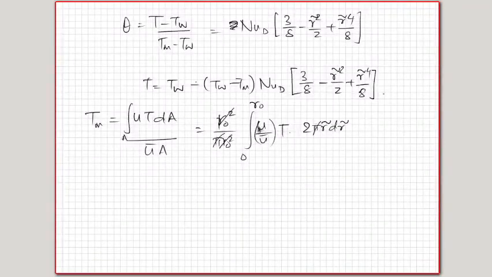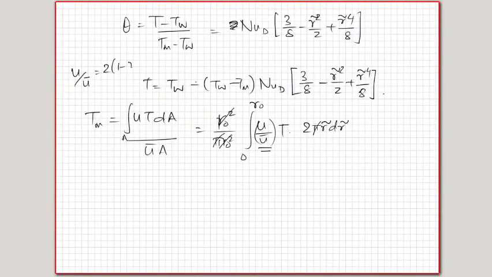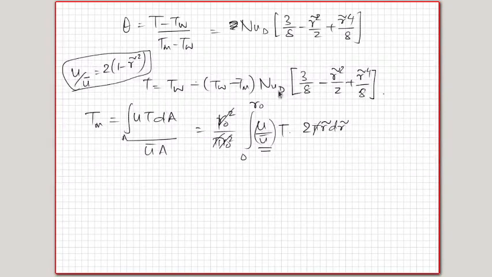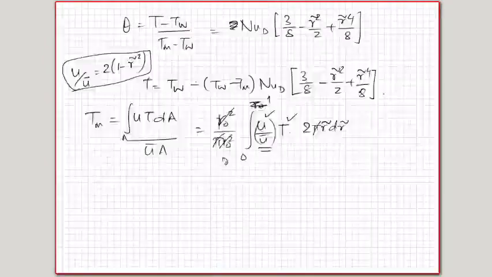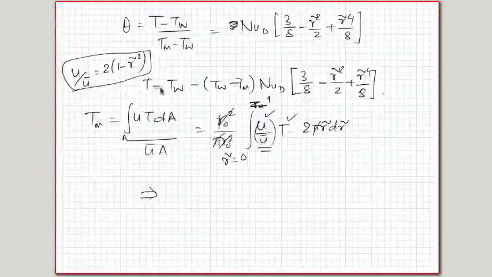Now I can substitute for u by u bar as 2 into 1 minus r tilde square. And I can substitute for T in terms of r tilde. So I can substitute for this and this in terms of r tilde multiplied by 2 r tilde dr tilde, and integrate this between r tilde equal to 0 to 1. So in this, if I integrate, there is nothing that remains here. The Tm equal to this, if I use this, then all of this will get cancelled out, the T wall minus T minus T wall.